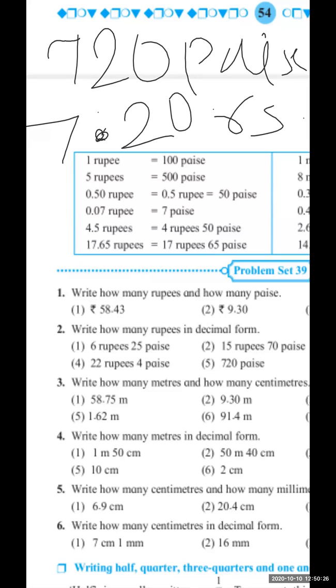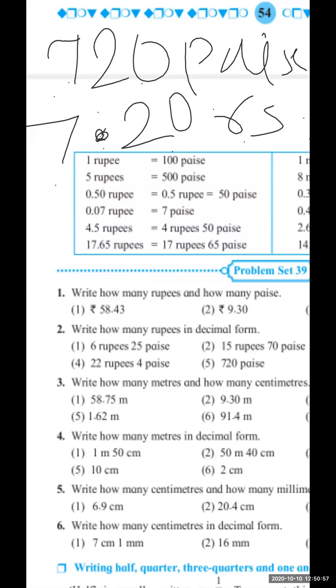Okay, so 7.20 rupees. 720 को हम लोग ने कैसे लिखा? 7.20 rupees. Why? Because 700 paise equals 7 rupees. So 7 is a whole number. So 7 is written, then the decimal point is given, and 20 is the fraction. So 7.20 rupees. Understood, everyone? Understood?